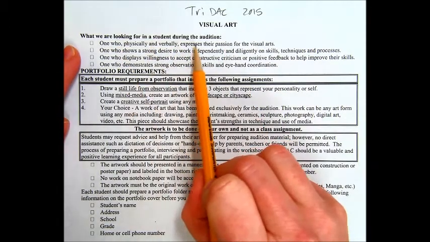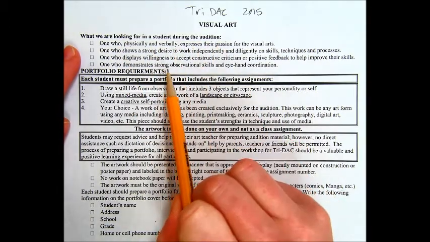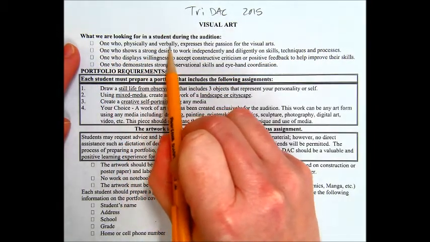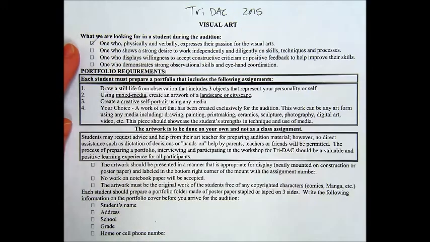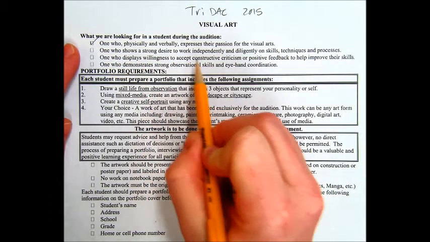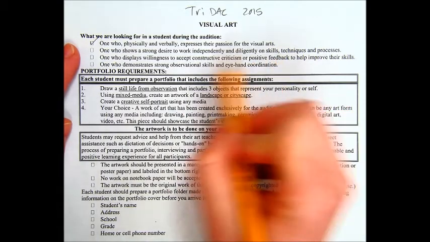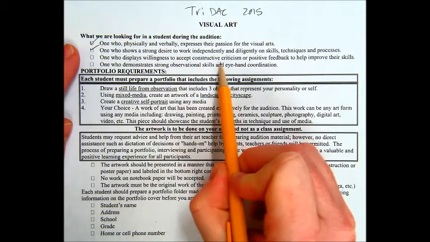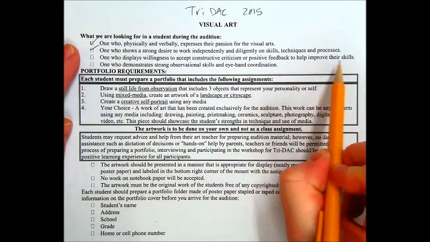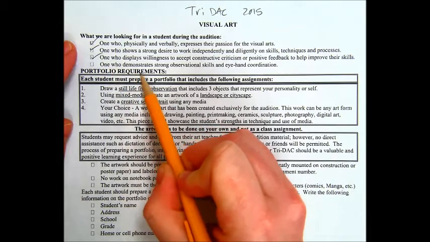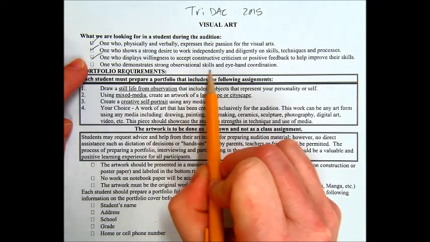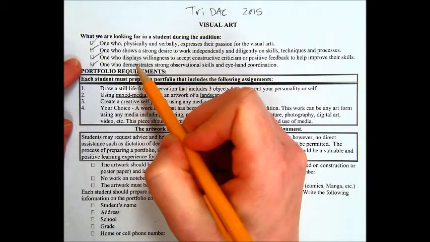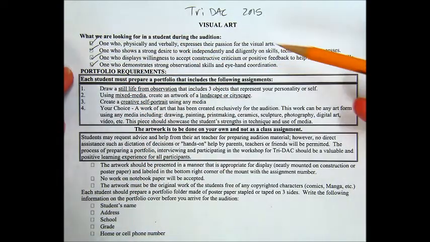What we're looking for in a student during the audition, and these 4 things, this is why I nominated you. We're looking for one who physically and verbally expresses their passion for the visual arts, a person who shows a strong desire to work independently and diligently on skills, techniques, and processes, one who displays willingness to accept constructive criticism or positive feedback to help improve their skills, and one who demonstrates strong observational skills and eye-hand coordination. This is why you were nominated by me to audition for TriDAC.